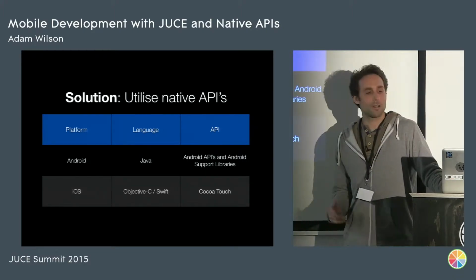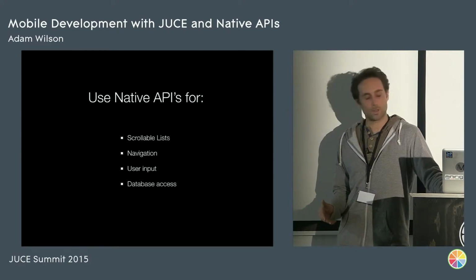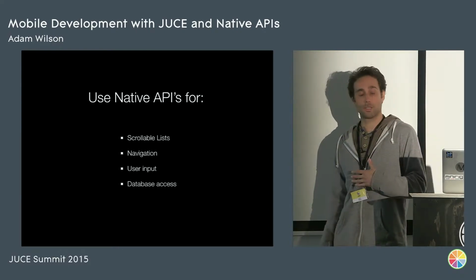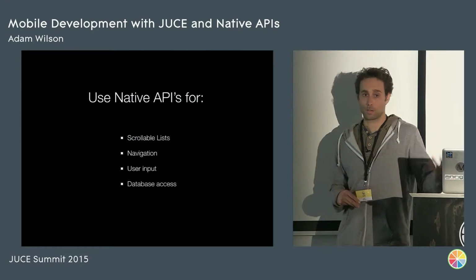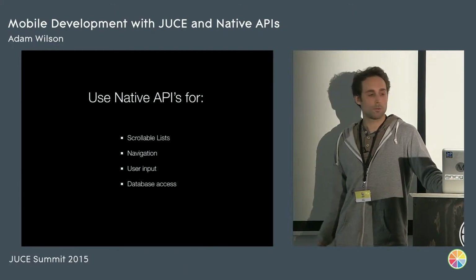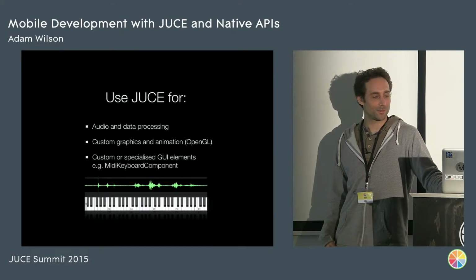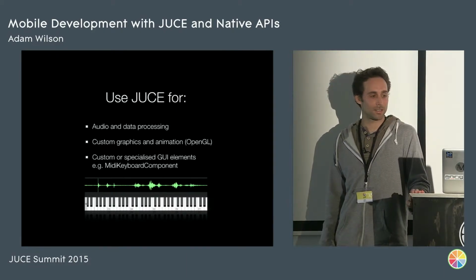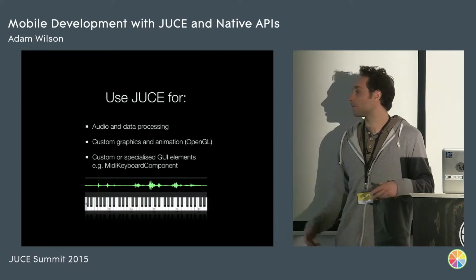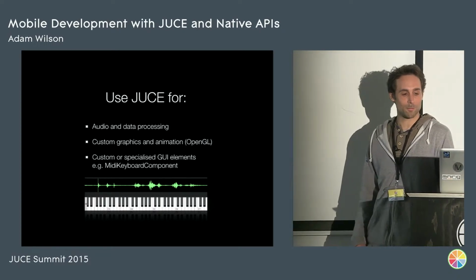So what kinds of things would we use the native API for? Kinds of things would be, like I mentioned, scrollable lists, navigation, maybe user input. Another thing I found really useful is hooking up to a local database on the device. And so what things would we use JUCE for? Well, I think we know the kind of things JUCE is really good for: audio and data processing, custom graphics and animation, and OpenGL, and also specialized GUI elements like the MIDI keyboard component and anything else you can conjure up.